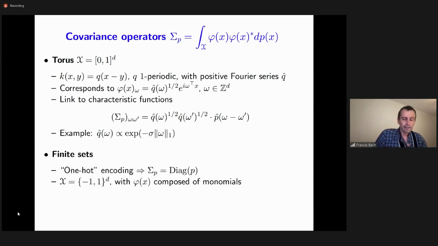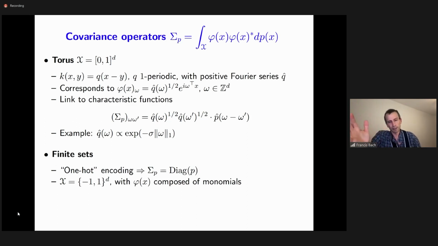But this applies to any set, and I think finite sets are also important because they provide intuition for what we want to do. If you use a finite set with a so-called one-hot encoding, so if your set has K elements, then you map your data into R^K by sending each label to one element of the canonical basis. Then you can check that phi of x times phi of x transpose is always diagonal, with a 1 exactly at the corresponding index of the canonical basis. And then you end up simply encoding the probability mass functions on the diagonal.